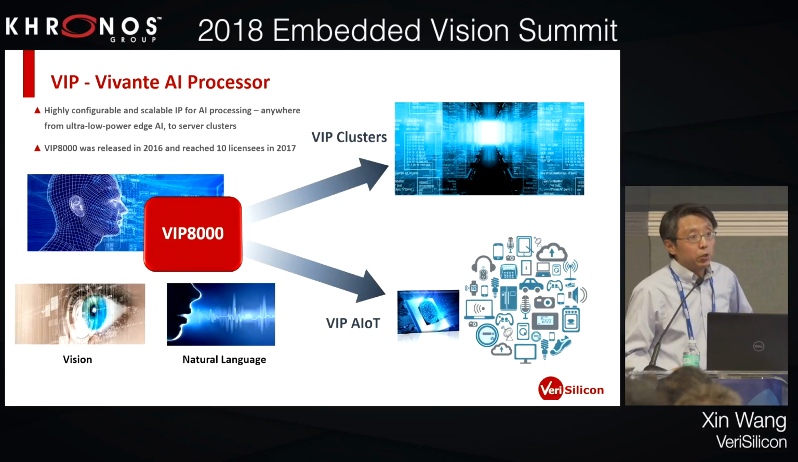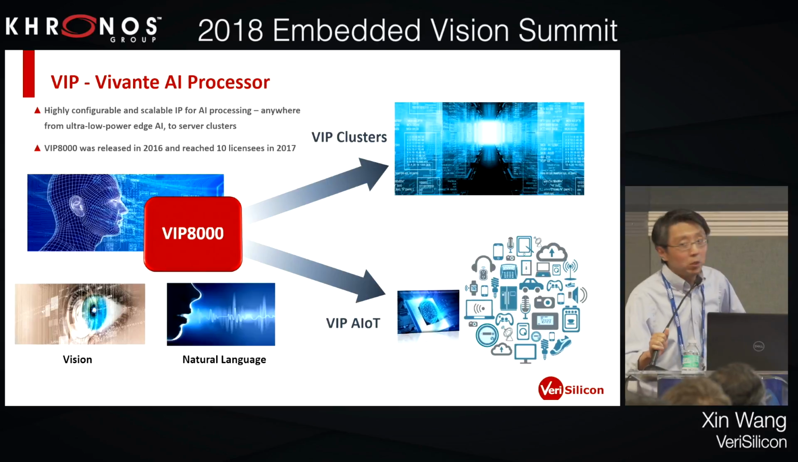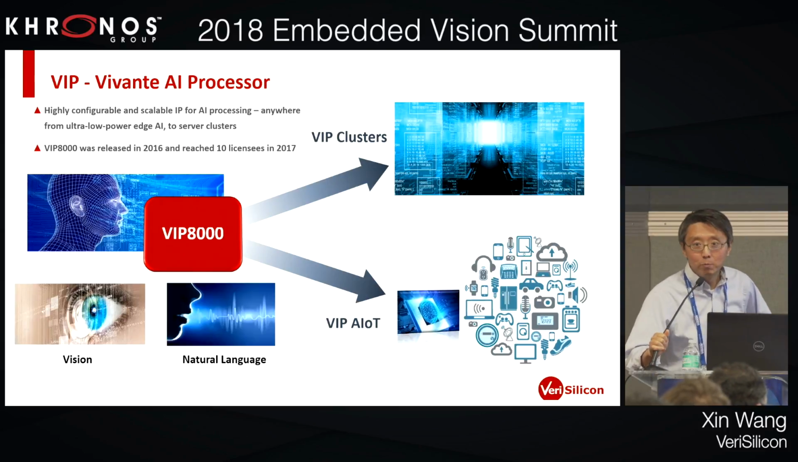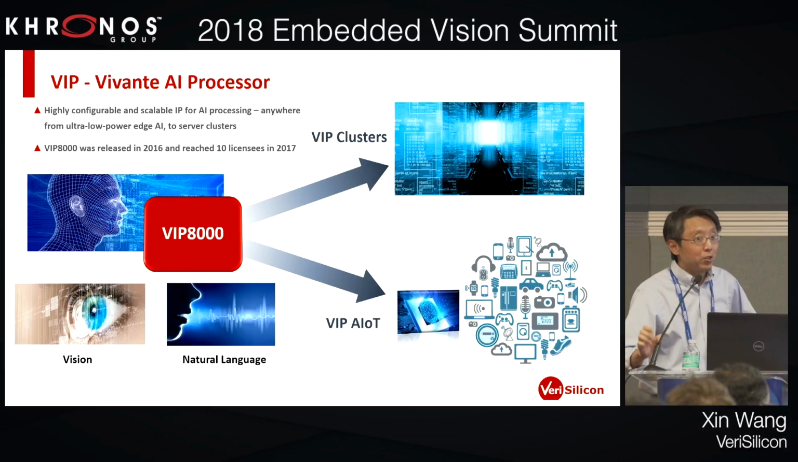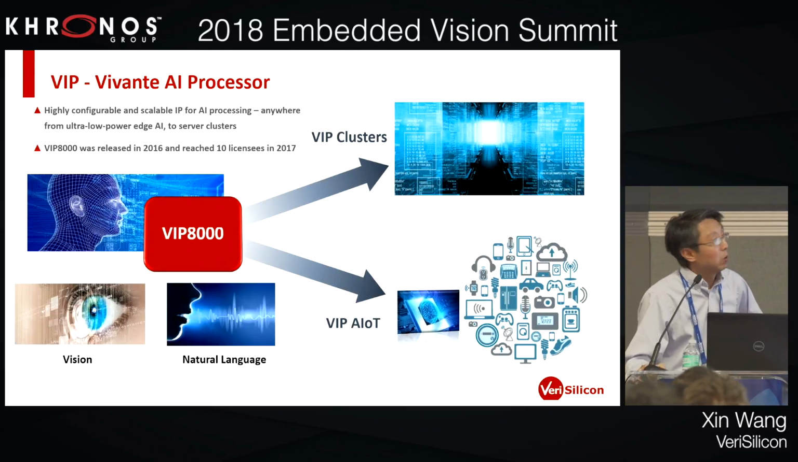Vivante works on GPU IP and vision IP. We have VIP as our product name. It has multiple interpretations. Some people call it the Vivante AI processor, I think the marketing people, because AI is hot. Before, it was vision and image processor. So basically, there are many interpretations. But I think the meaning is that VIP is very important for the company, the customers, and the developers. So we still call it VIP.